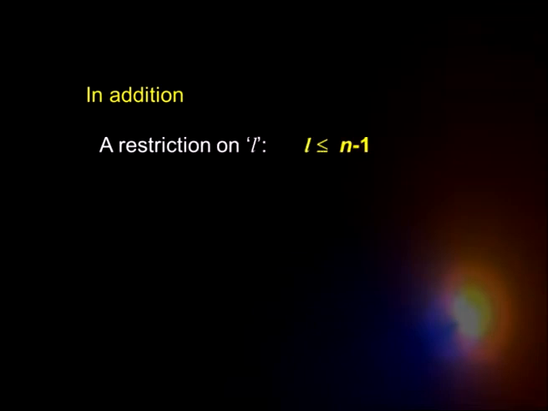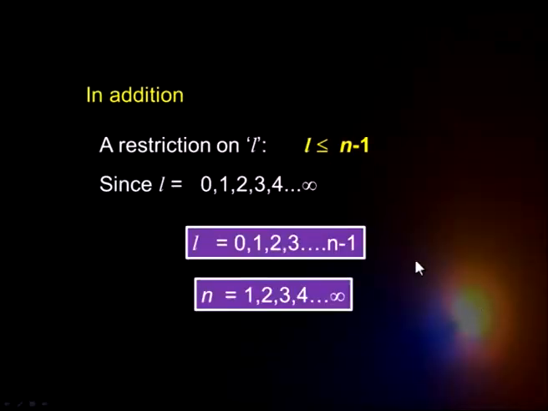Thirdly, we get a restriction on L. When we solved the phi equation, we got m. Solving the theta equation, we got L and a restriction on m. Now when I am solving the R equation, I am getting a new quantum number n and also a restriction on the value of L. The restriction is that L has to be less than or equal to n minus 1. What it implies is that L can have values 0, 1, 2 up to n minus 1, where n has values 1, 2, 3 up to infinity. So what do we get? We get three sets of quantum numbers.